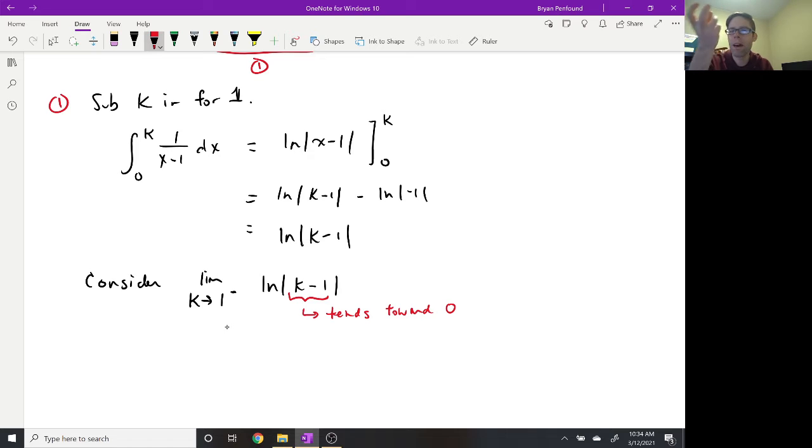Right, so it doesn't really matter if I have a positive or negative inside part of the logarithm. I have the absolute values. So the absolute values are going to make that into a positive number, and then I'm going to be getting something that's tending towards the logarithm of 0. So this limit is actually tending towards negative infinity.